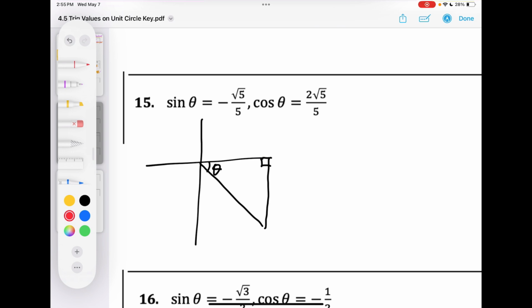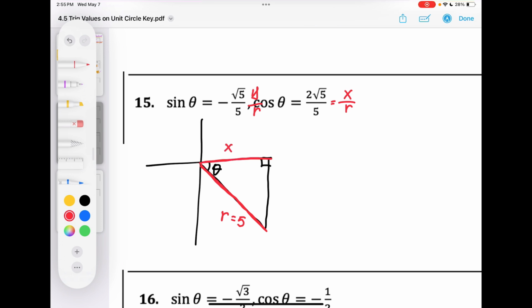Now, after you do this, you always need to believe in yourself. Sine is equal to y over r, and cosine is equal to x over r. By your awesome eagle eye, you know that my r is my hypotenuse, my radius of the unit circle, right? So the r, seeing is believing, is equal to 5. What you see is what you got.